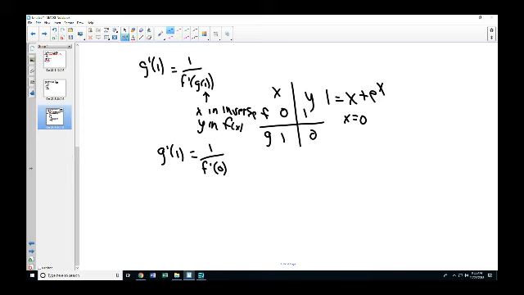What is f prime of x? Because that's what we need, right? f prime of x is 1 plus e to the x. Then f prime at 0 is 2. Thank you for being able to add. e to the 0 is 1, 1 plus 1 is 2. So what is g prime at 1? 1/2.